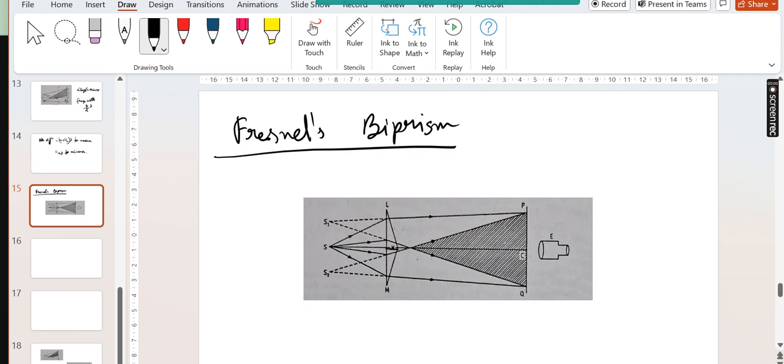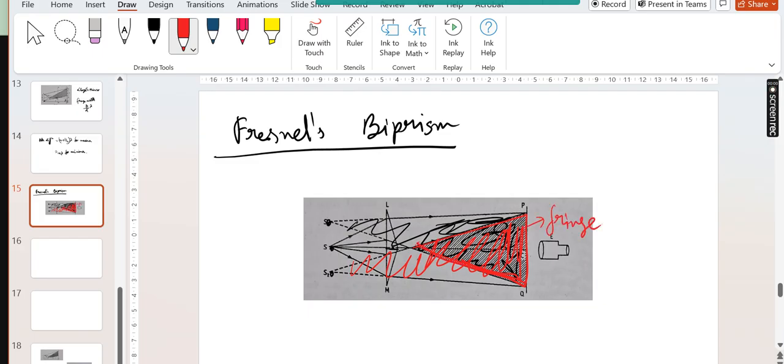A single wavefront impinges on both prisms, that is from S, and they get refracted, and they appear to be coming from S1 and S2, and again the waves coming from S1 are in this area, and the waves coming from S2 are in this area. So they get overlapped in this portion, and we get fringes in this portion.